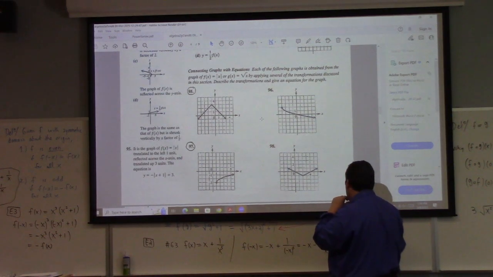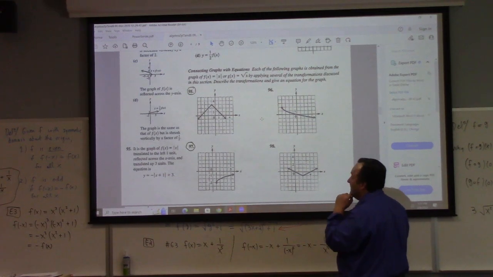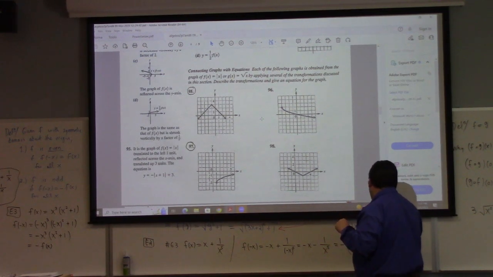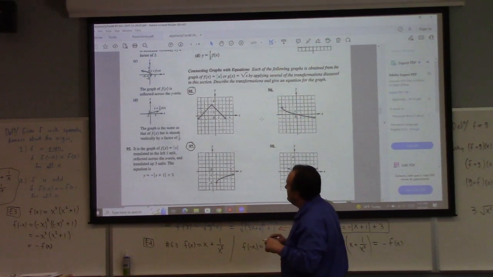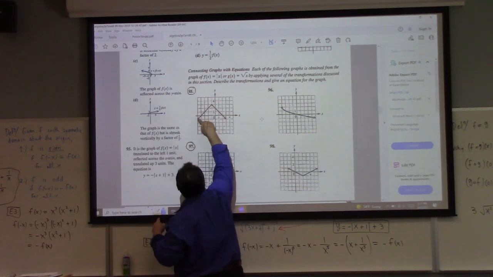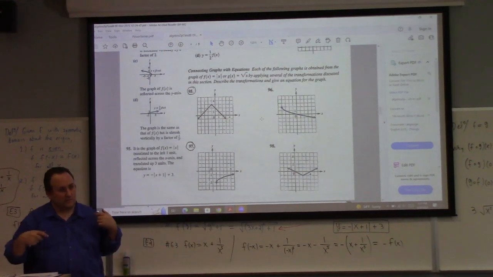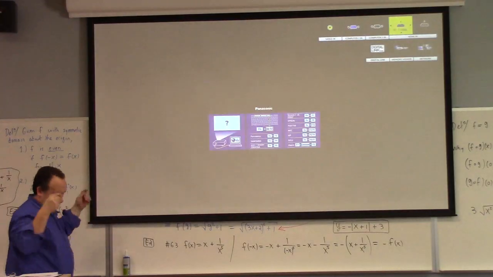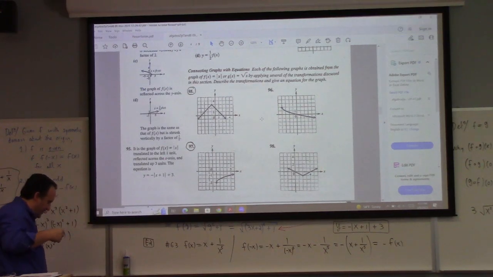So negative absolute value of x, right? And then plus 1. Plus 1 inside the absolute value, right? Inside of it, and outside of it, plus 3. That is correct, I think. One thing to check on is, does it have slope 1? Yeah, it's slope 1, so it's not been compressed or stretched.